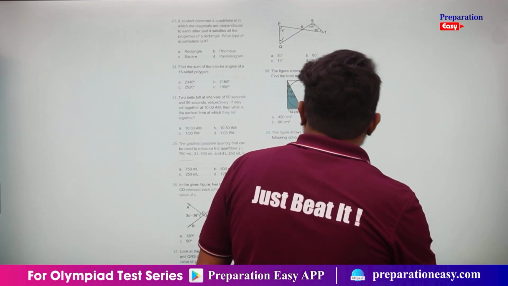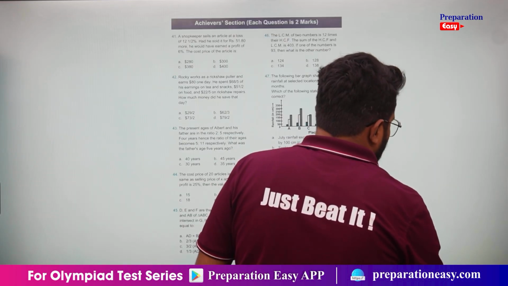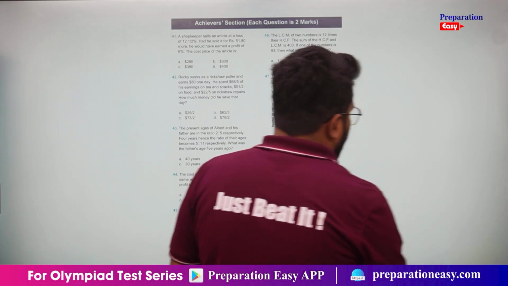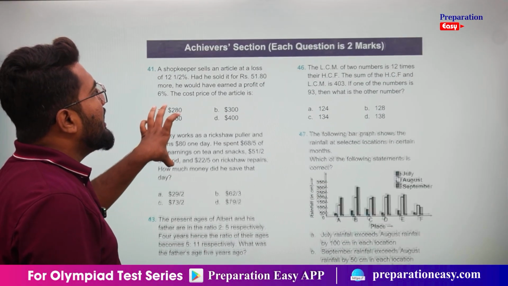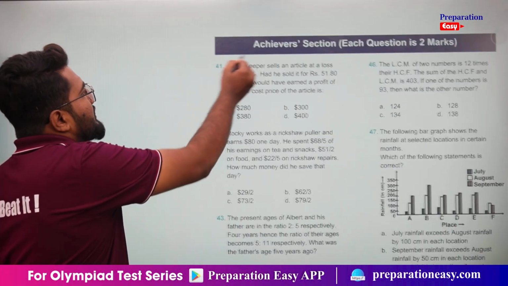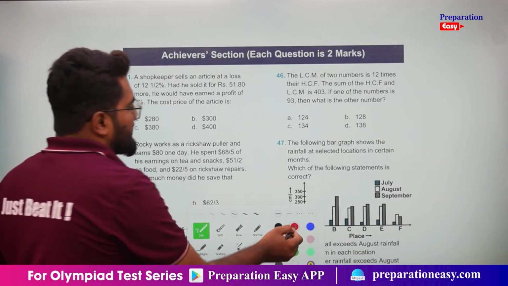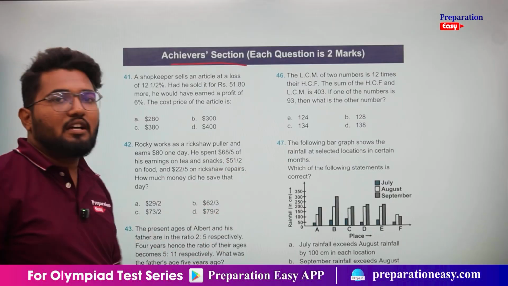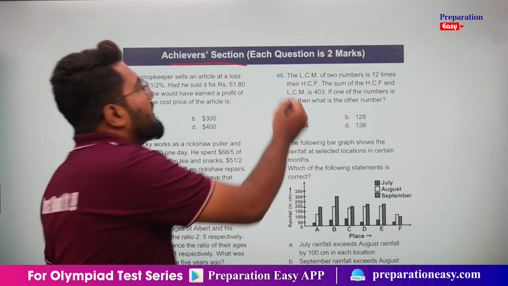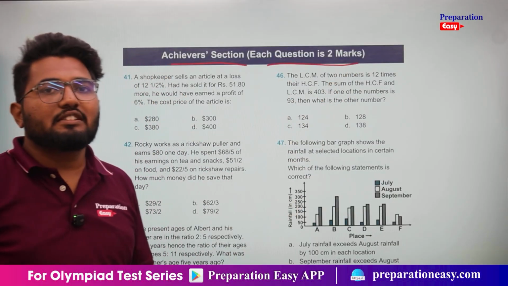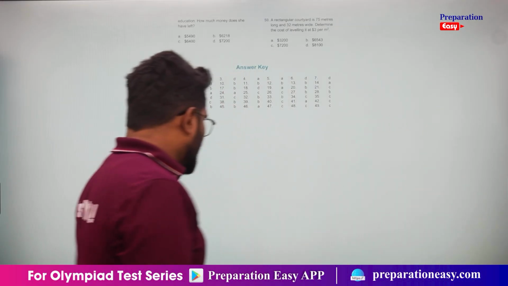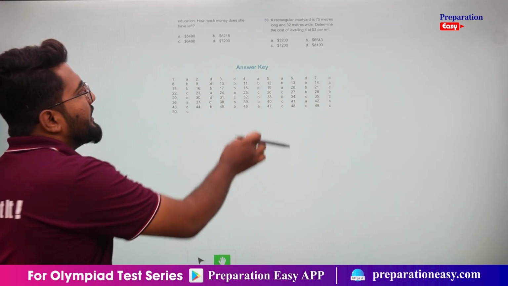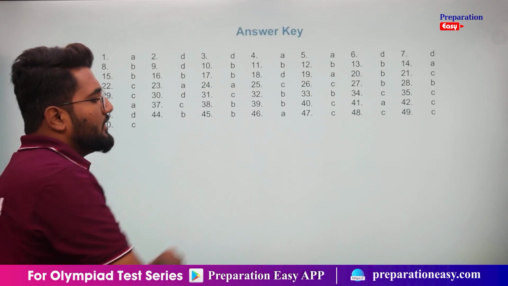These are the 40 questions. Then our second section starts, the achievers section. Achievers section will consist of 10 questions with each question having 2 marks. And this will be your answer key. Answer key is provided for previous year question papers only.